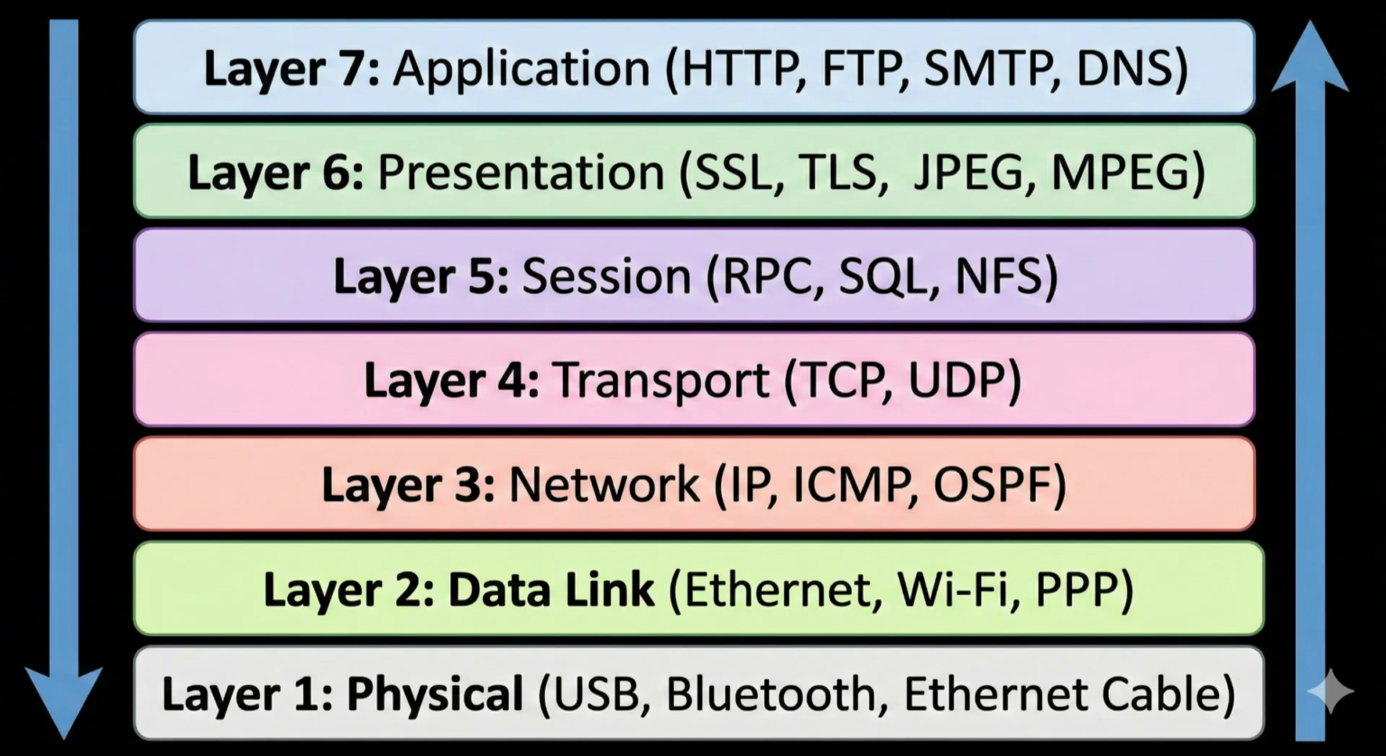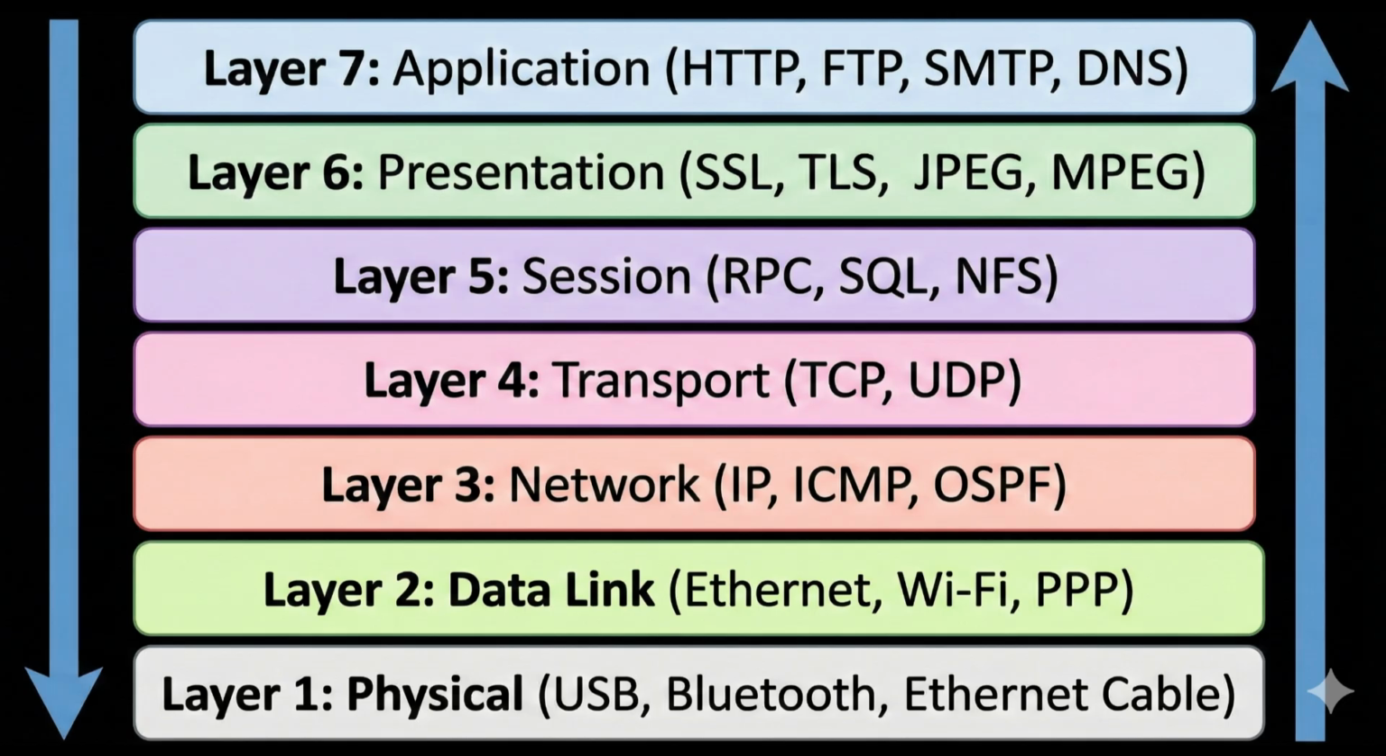Starting with the application layer, there are some protocols used in that. These are HTTP, FTP, SMTP and DNS, right? Okay, what is layer 6? In the presentation layer, we are using some encryption standards like SSL, TLS and formats like JPEG, MPEG. And in layer 5, there is the session layer, and the protocols used are RPC, SQL and NFS.